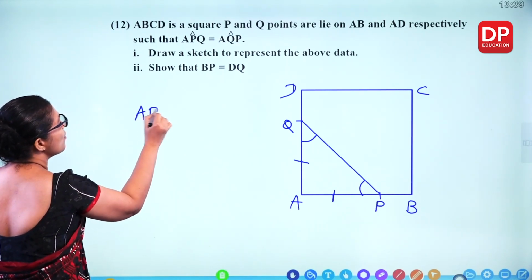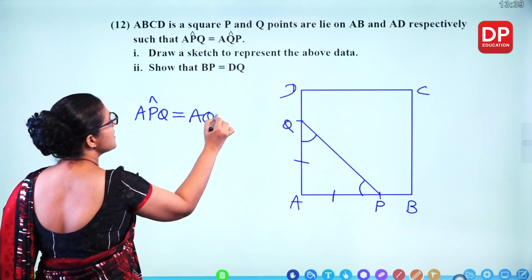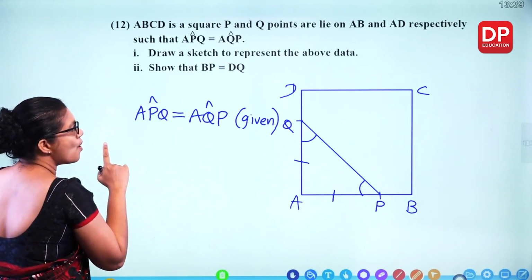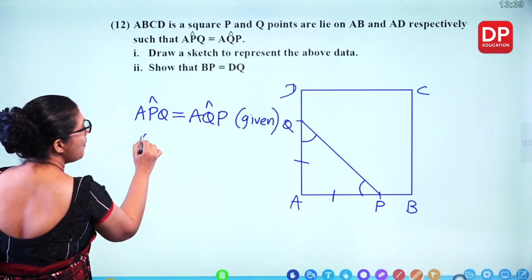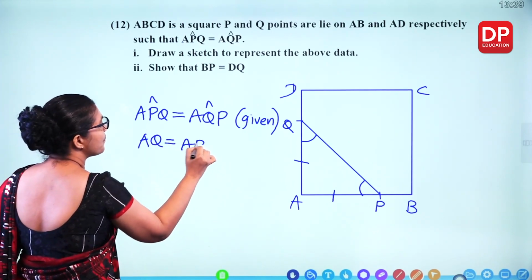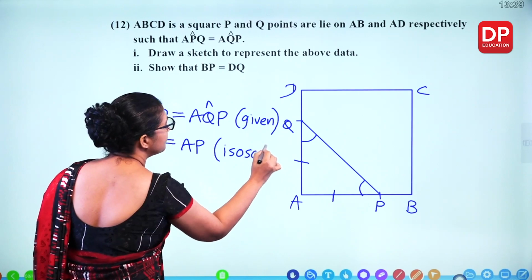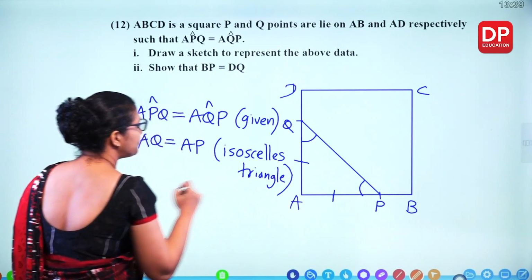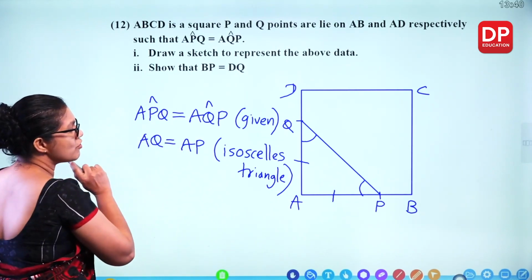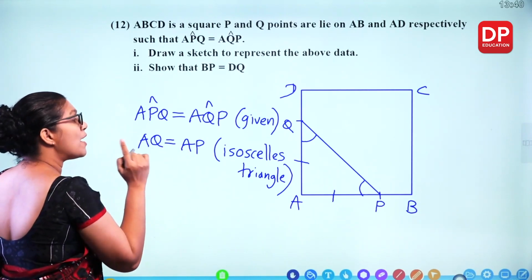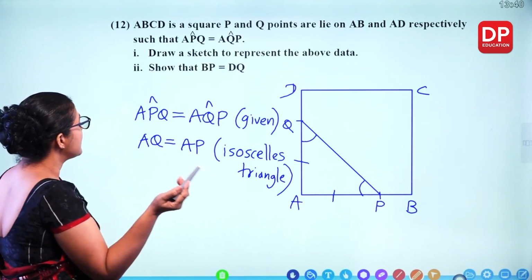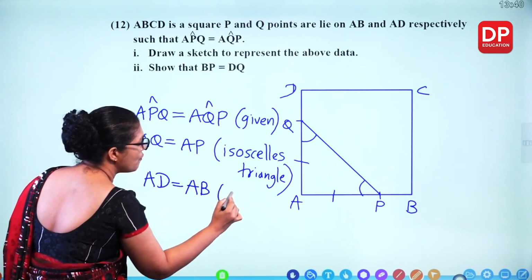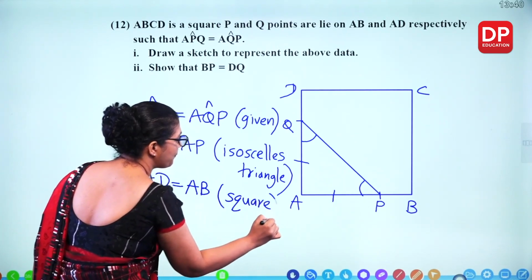So APQ is equal to AQP. That's given. Then we know AQ is equal to AP, isosceles triangle. Now we found out this is an isosceles triangle, so that means these are equal. But we know AB and AD sides are equal. So AD is equal to AB because of a square, length of a square.